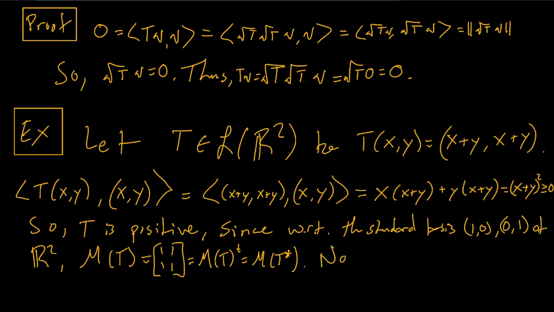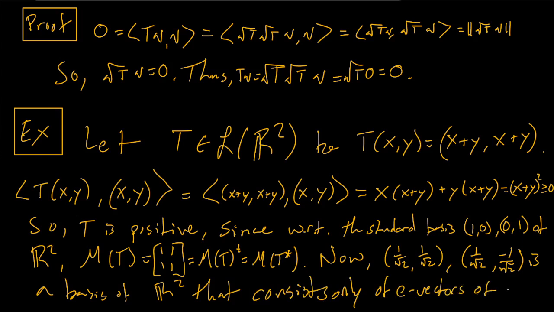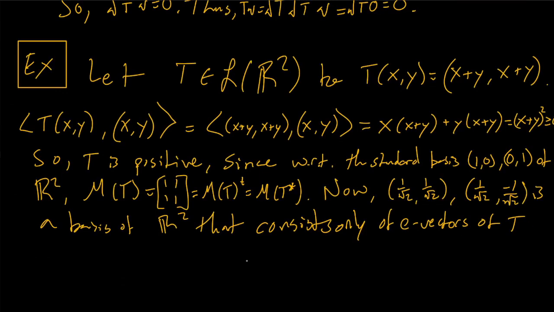Now, (1 over square root 2, 1 over square root 2), (1 over square root 2, minus 1 over square root 2) is a basis of R2 that consists only of eigenvectors of T with corresponding eigenvalues 2 and 0.